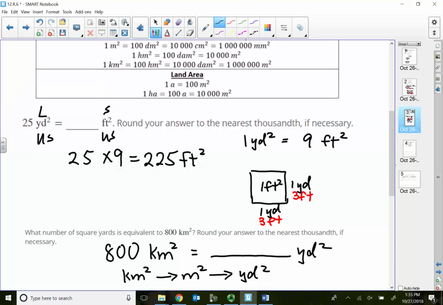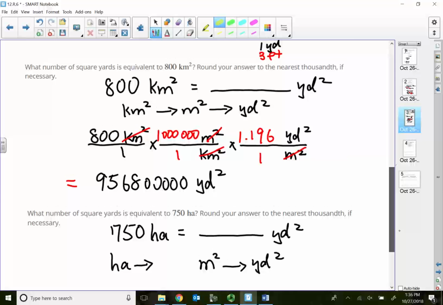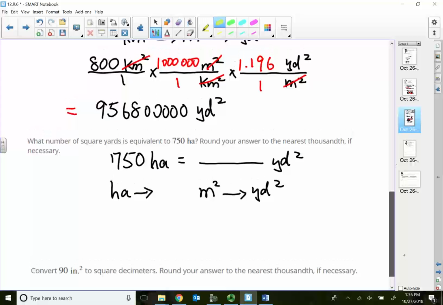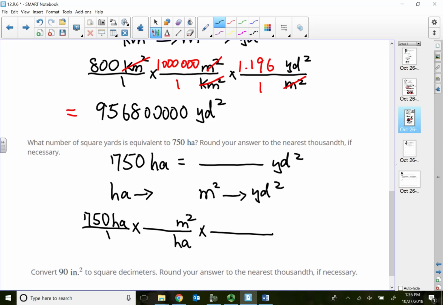Let me erase that. That'll be right here. So once again, just like the previous problem, hectares to square meter, then to square yard. So let's write it out, then I can put my numbers in. So 750 hectare over 1 times, put my hectare down here, put my square meter up here, times. Since I don't really want my square meter anyway, I put 1 down here so they can cancel, take me to square yard. So I know 1 square meter is 1.196 square yard.